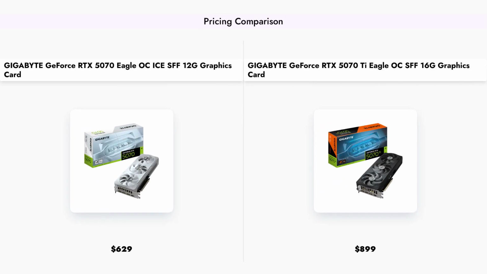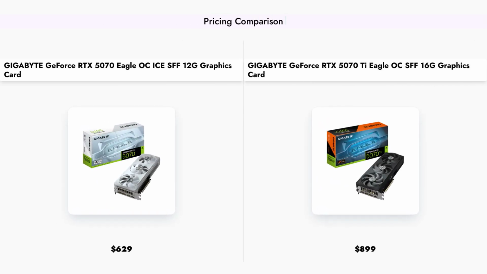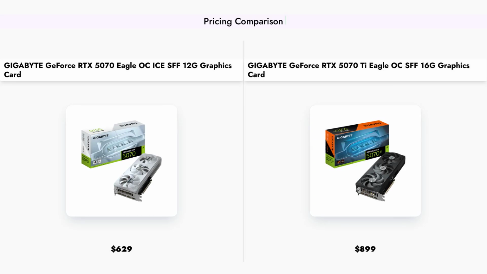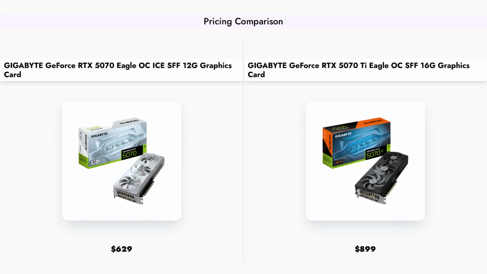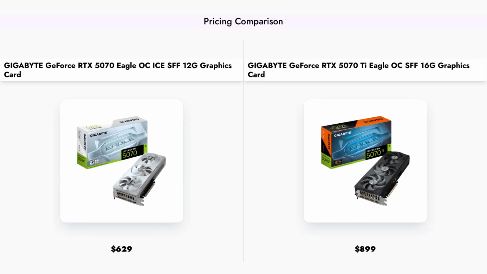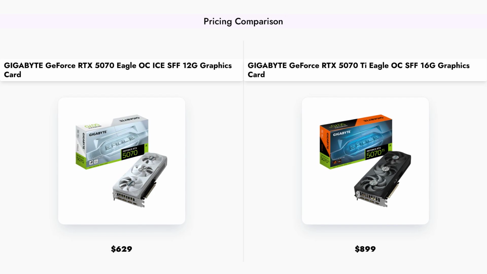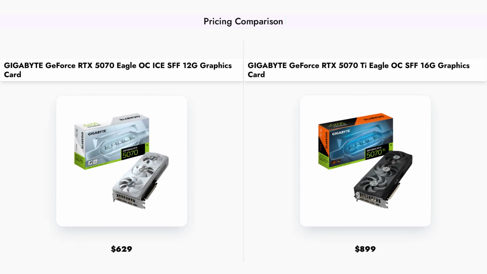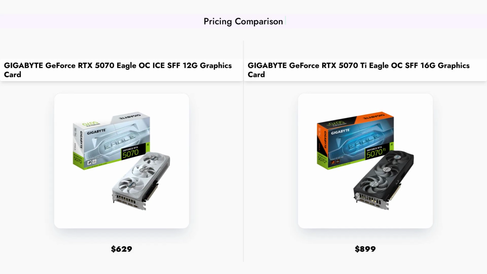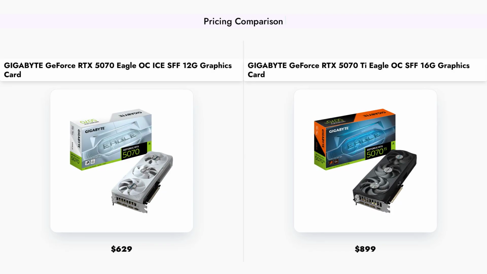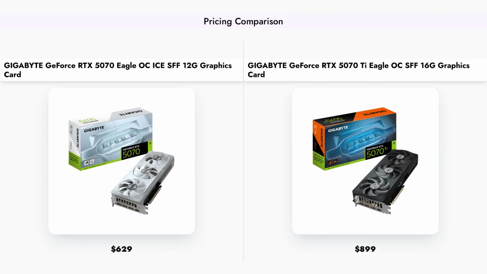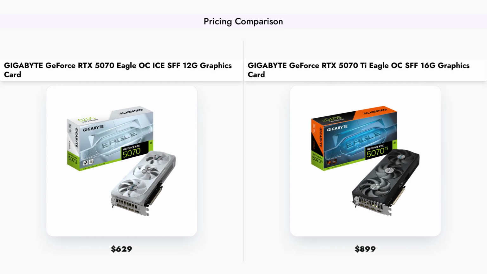Price is always a significant factor in any purchase decision. The GIGABYTE RTX 5070 is priced at $629, making it a more budget-friendly option for gamers and professionals. On the other hand, the RTX 5070 Ti is priced at $899, reflecting its enhanced capabilities and performance. Ultimately, the choice will depend on your budget and performance needs.